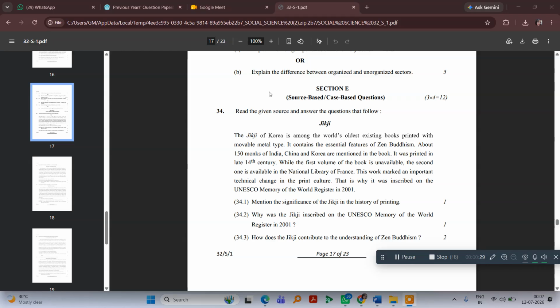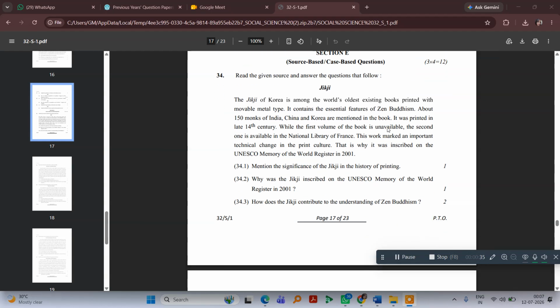I will be reading the first passage. It's called Jikji. Read the given source and answer the following questions that follow. The Jikji of Korea is among the world's oldest existing books printed with movable metal type. It contains the essential features of Zen Buddhism. About 150 monks of India, China, and Korea are mentioned in the book. It was printed in the late 14th century.